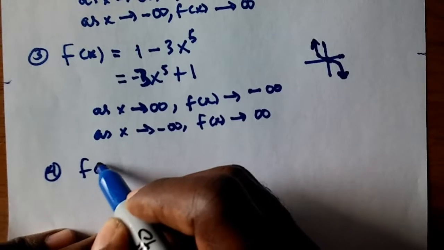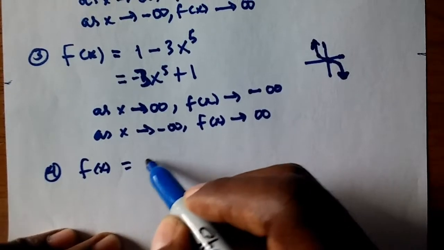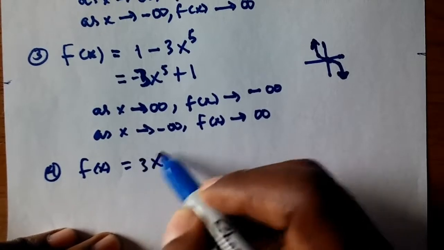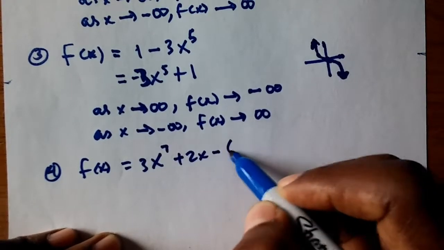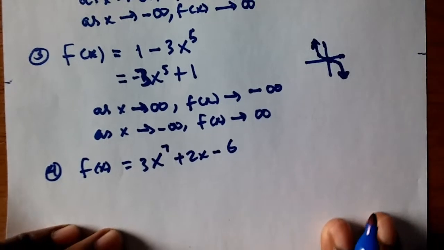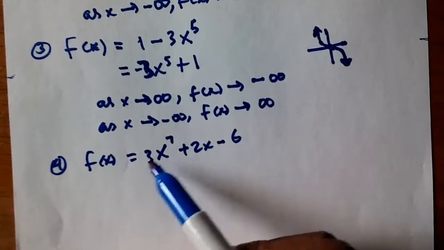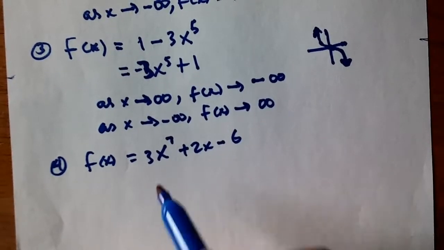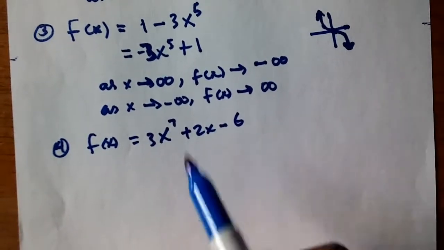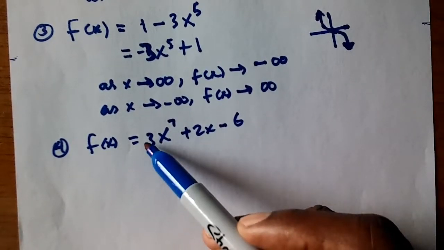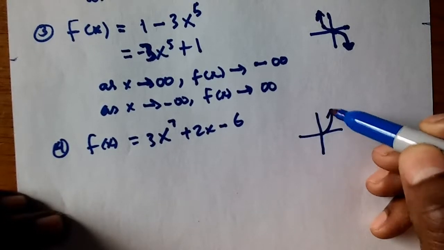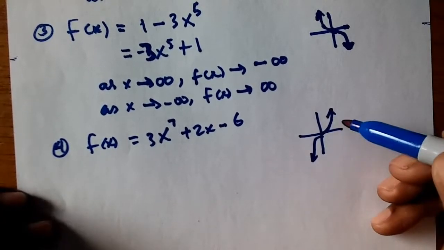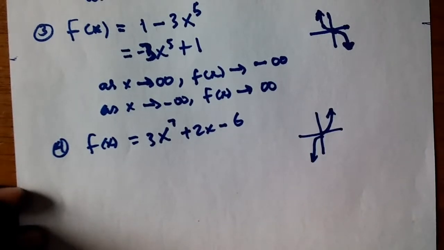f of x equals 3x to the 7th plus 2x minus 6. Okay, in this case, we can see that this is in the standard form. It's an odd degree polynomial with positive leading coefficient. So we can use the regular cubic function to guide us as to what the end behavior will look like.